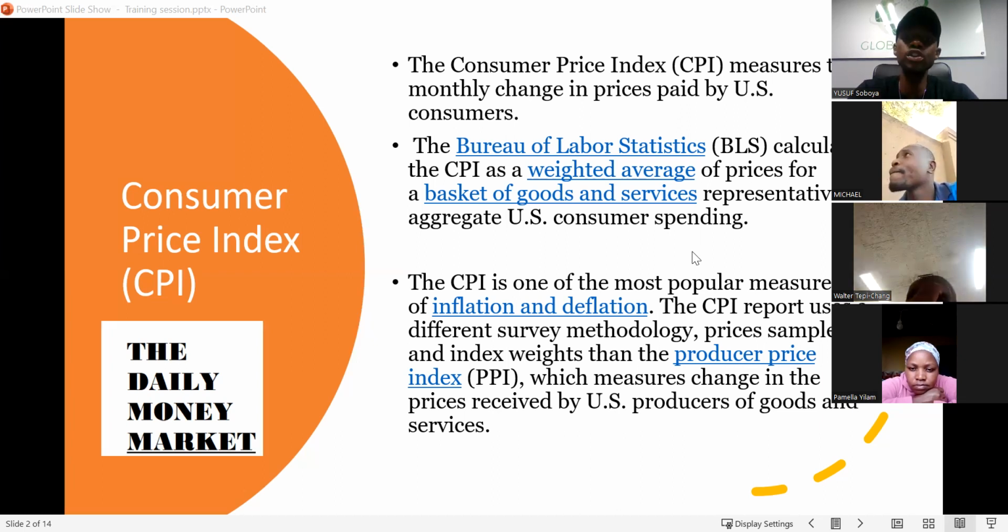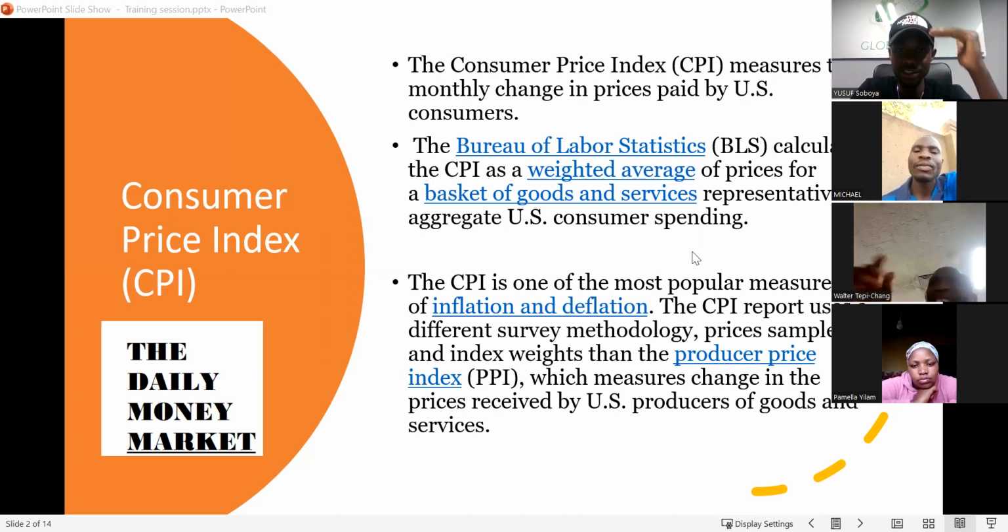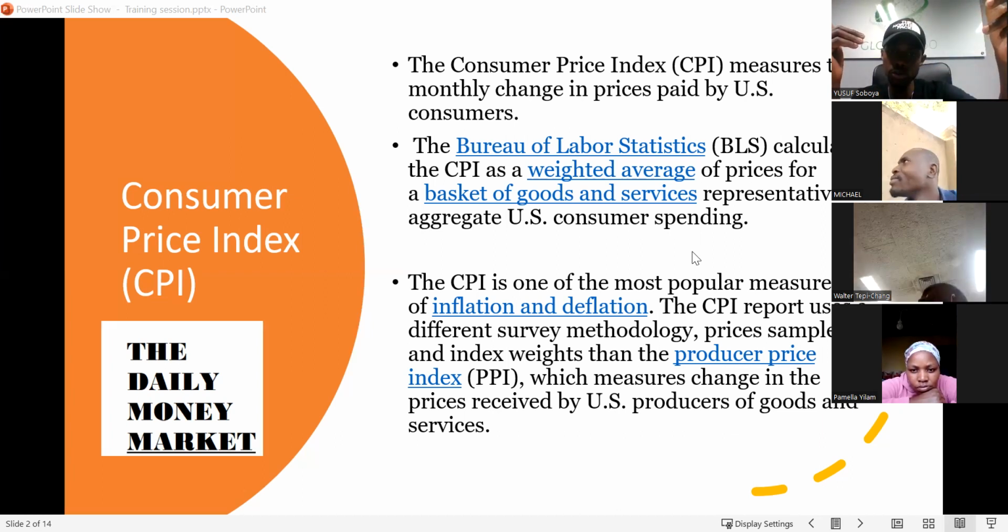The CPI report uses a different survey methodology, price samples, and index weights than the Producer Price Index, the PPI. So when the CPI is released, the next news that comes is the PPI, right? The CPI comes first, and the following day it's the PPI. The CPI is about what people have been consuming and paying, and how the prices shifted from last month to this month.